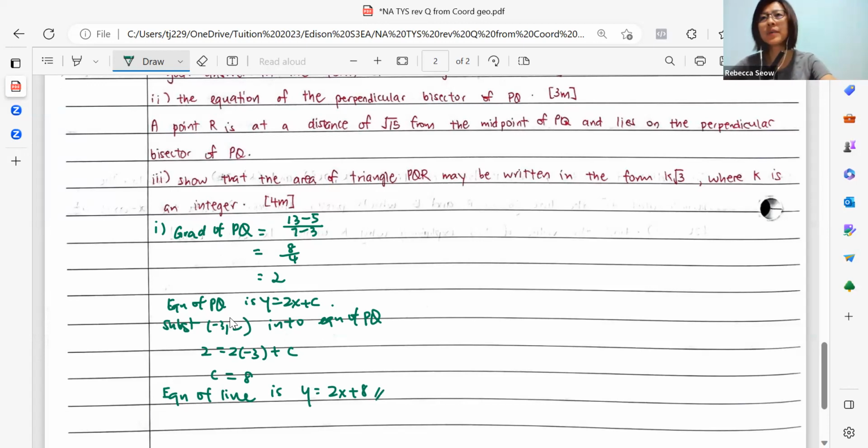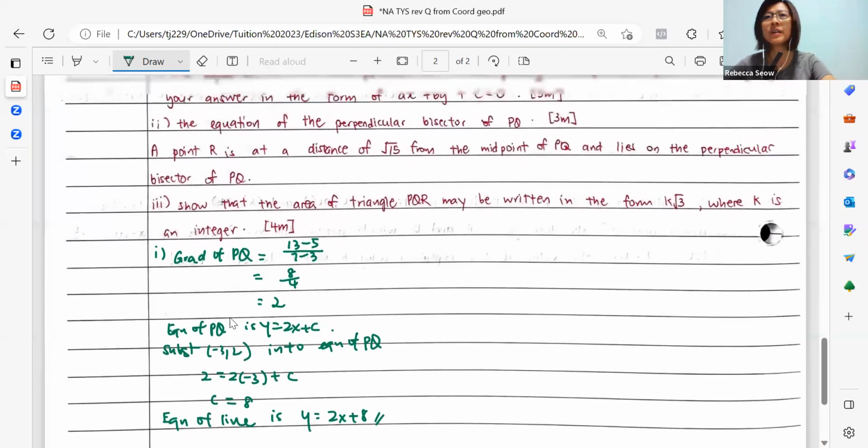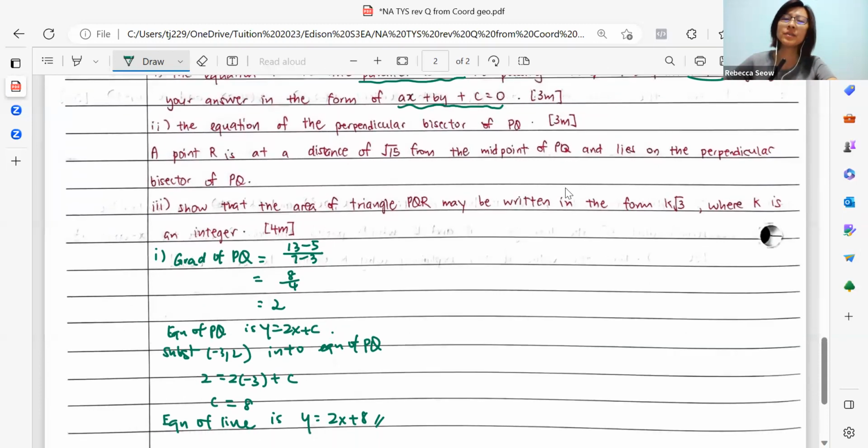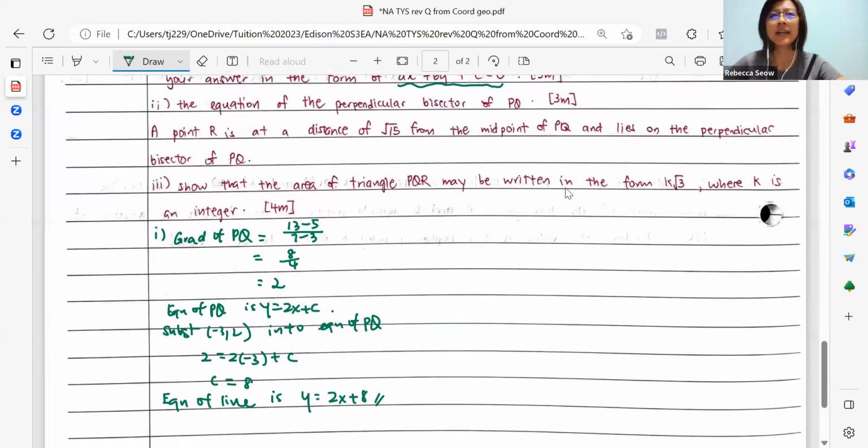The question also wants us to put it in this form, ax plus by plus c equals to 0. So ax plus by plus c equals to 0. Okay, so this would be our answer.